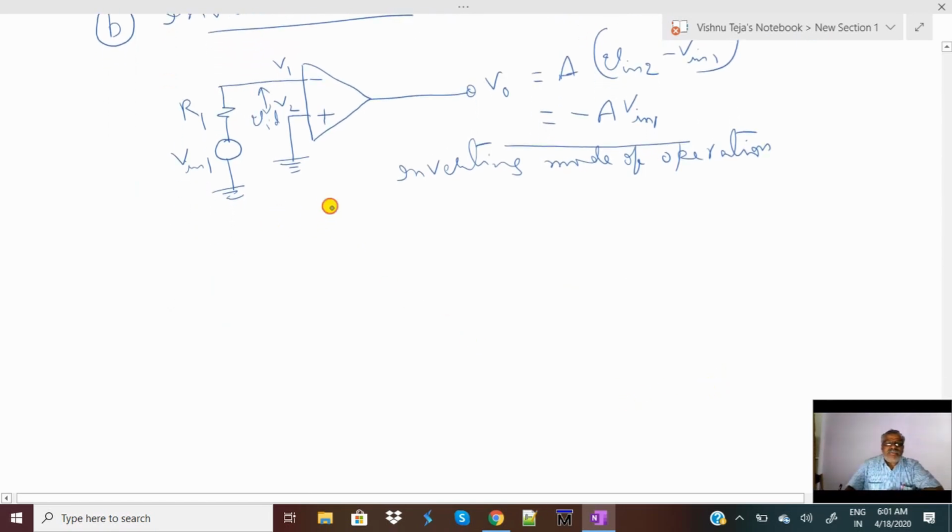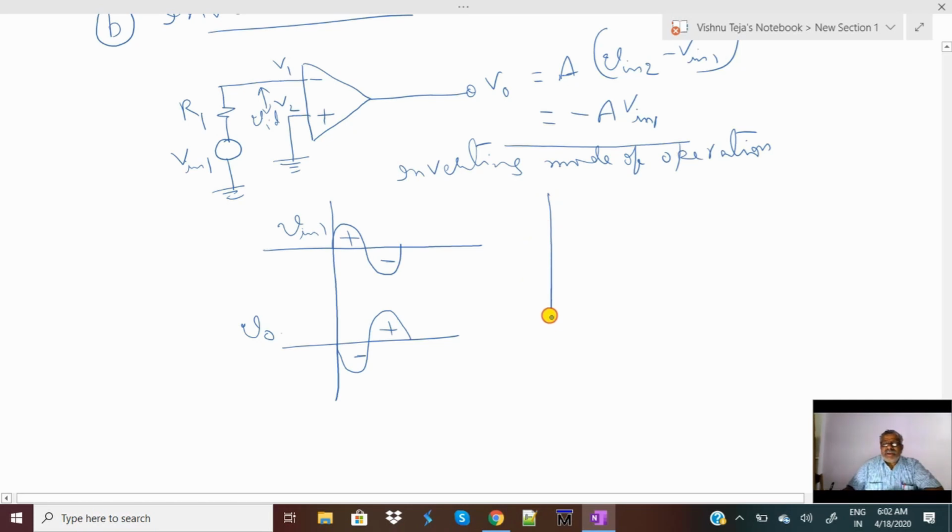Suppose we draw the output and input waveforms for this configuration, how does it look? If a sine wave is given as the input signal, this is Vi or Vin1, then the corresponding output will be the negated version of this input signal. It will be like this. This is V0. If the input is positive, the output is negative. If the input is negative, the output is positive. This is the meaning of negation or inversion.